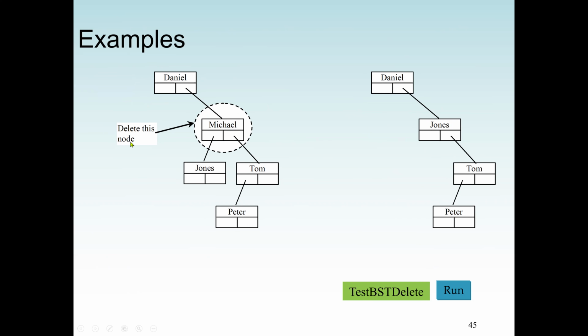So now we want to delete this node, Michael. Now we have to be careful here. When we delete Michael, remember that Tom is greater than Michael. So by the algorithm, we have to use the left child. And also the left child doesn't have any children. So we have Jones as the root, which will work fine because when Jones becomes a root, Tom is greater than Jones. So it stays at the right, and Peter stays where it is also.